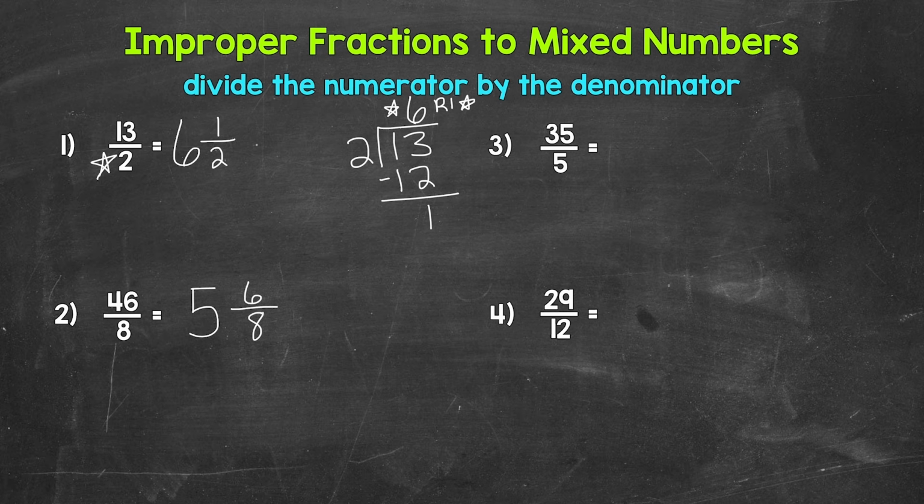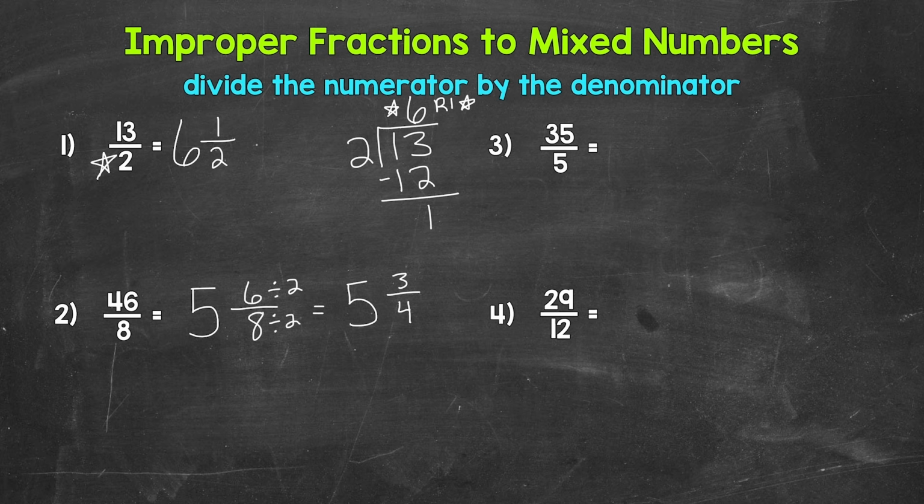Now 6/8 can be simplified. We have a common factor of 2 that we can divide 6 and 8 by. So let's simplify here. We can divide 6 by 2 and 8 by 2. 6 divided by 2 is 3, and then 8 divided by 2 is 4. So this simplifies to 3/4, and we have 5 and 3/4 now, which is in simplest form. Now for number 2, we did this one without writing the division out off to the side. Either way will work, so use what works best for you.